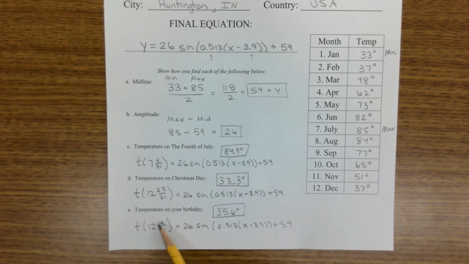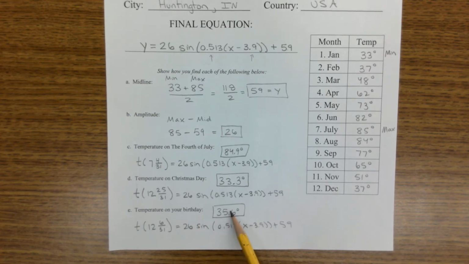And then put your birthday. Mine's December 6th, so I put that on there. Whatever your birthday is, put it on there. Plug it in. 35 degrees. Is it 35 degrees on my birthday? Yep, it's usually pretty cold in December.